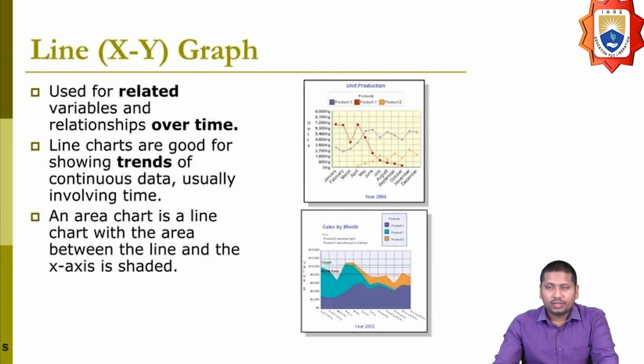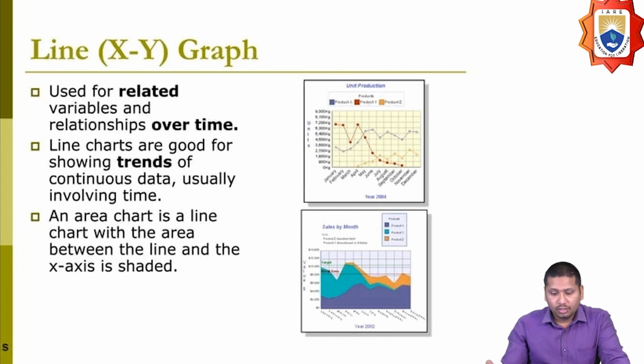So, the line graph. This is the other kind of diagram we use for related variables, where the relationship changes over time. These line charts are good for showing the trends of continuous data, usually involving time, and the area chart is the line chart with the area between the line and the x-axis shaded.